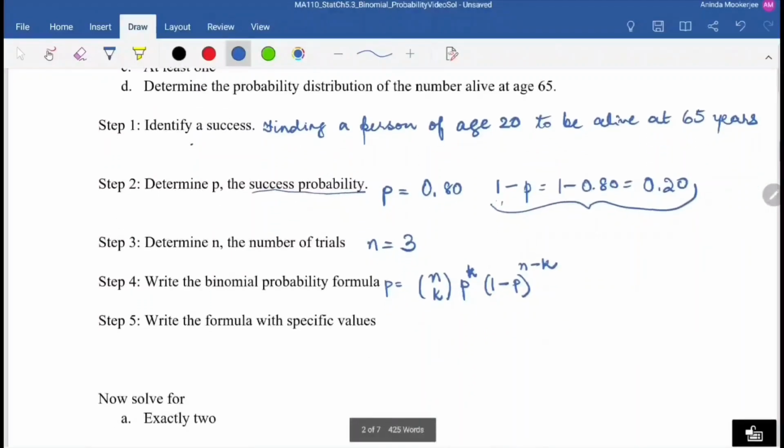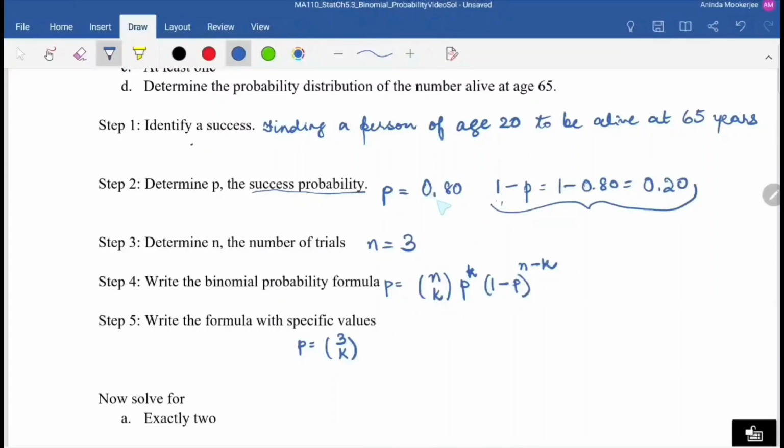Now it says step 5, write the formula with specific values. So let's see what specific values we already found. We know N is 3. We don't know K. K will depend on the events whose probability we are trying to find. So we will get values of K pretty soon once we go into finding the probabilities. N is for sure 3. It's not going to change. K is going to vary.